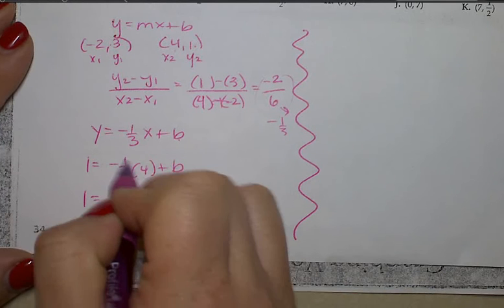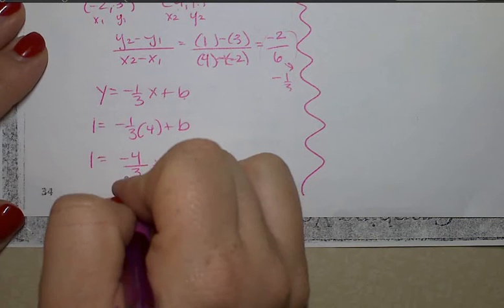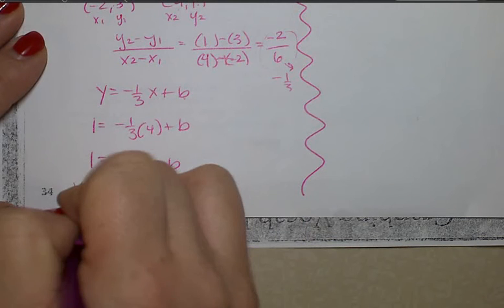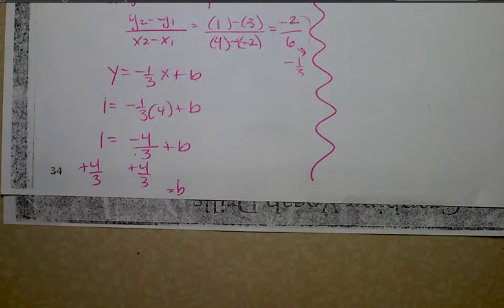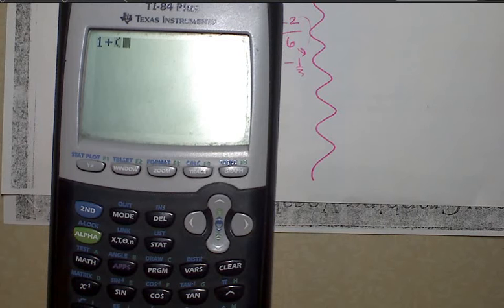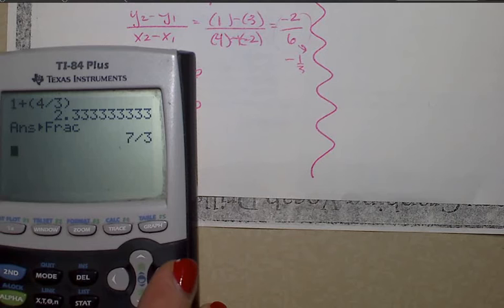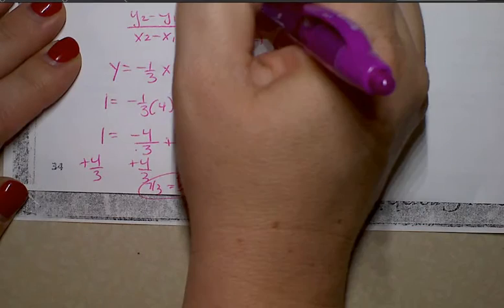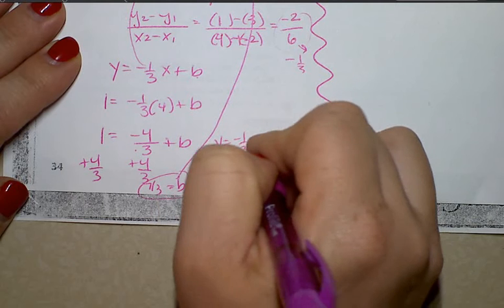So 4 times -1/3 is -4/3. There's a negative. Okay, now to solve for the b, I need to do the additive inverse. So I want to move this to the opposite side. So I'm going to add 4/3, add 4/3. So I have b equals, grab a calculator please, 1 plus 4/3. Turn it back into a fraction, and we get 7/3. So you're going to plug this in for the y-intercept and in for the slope. Y equals -1/3 x plus 7/3.